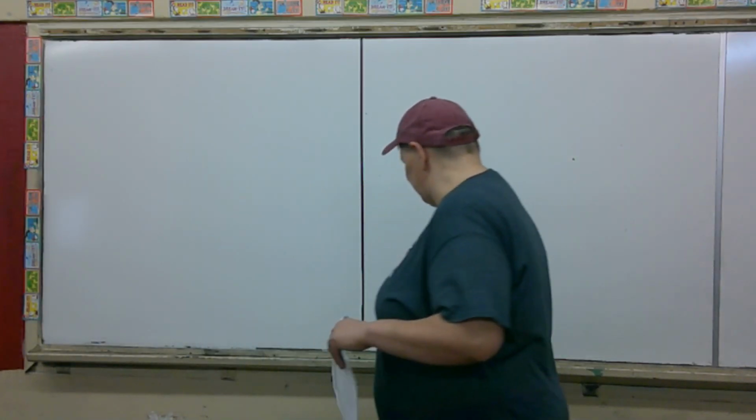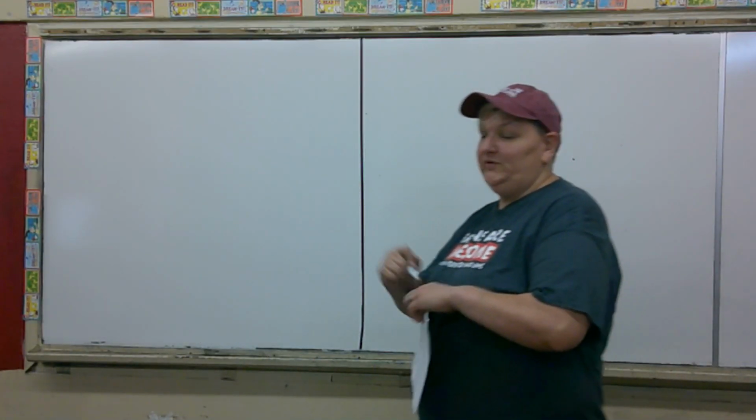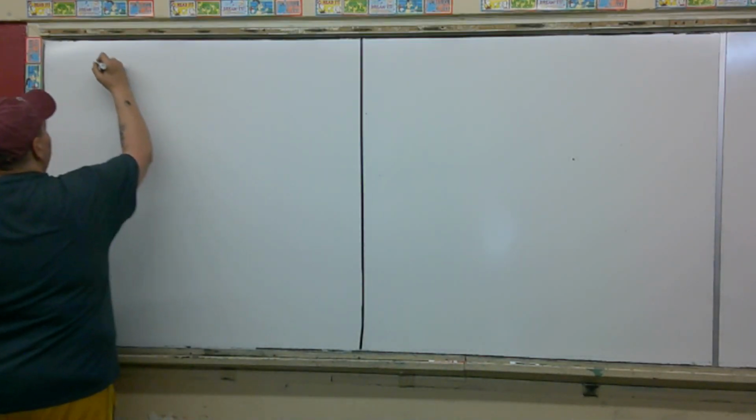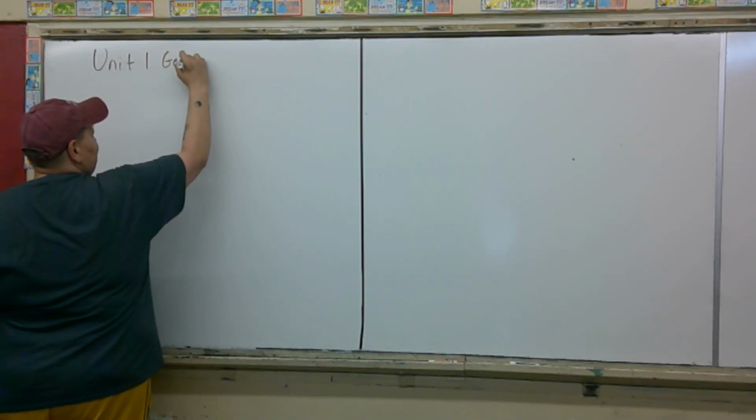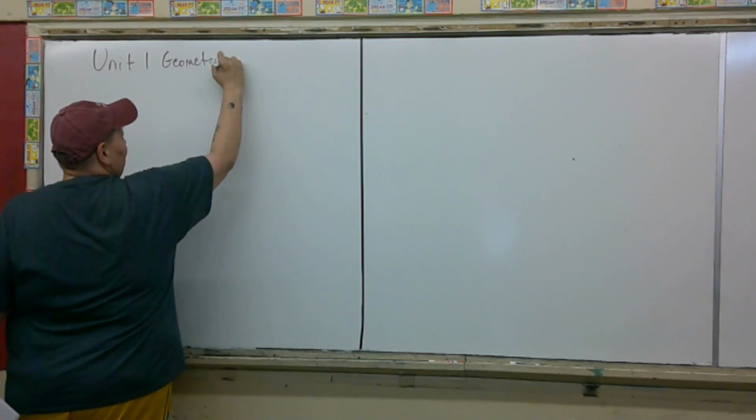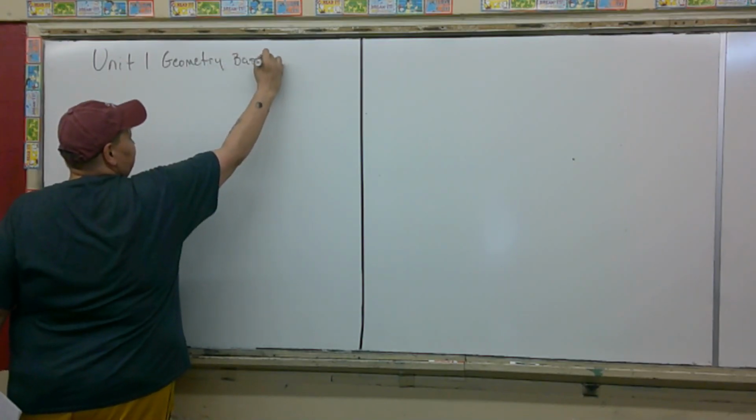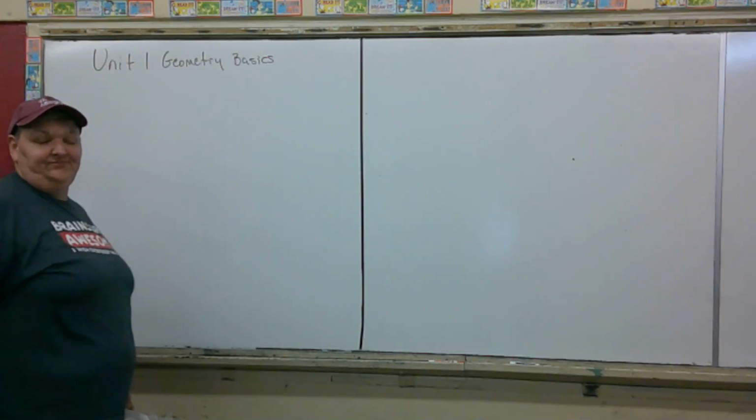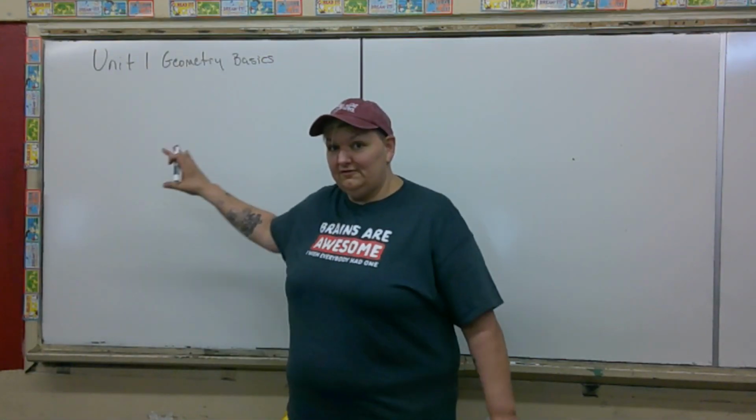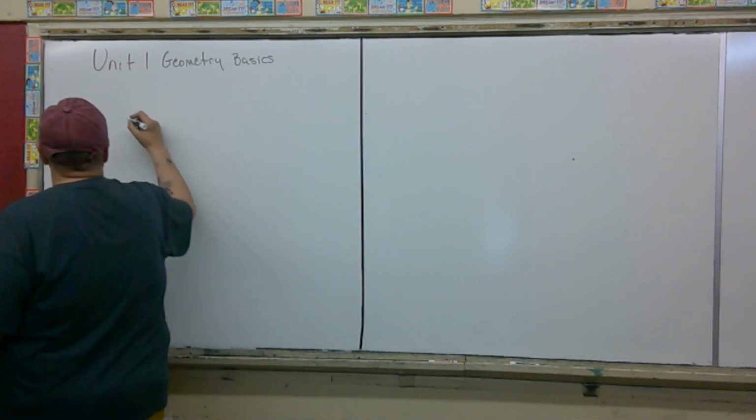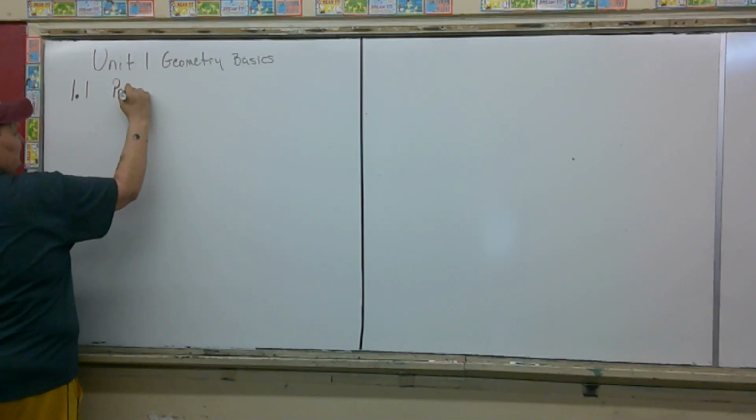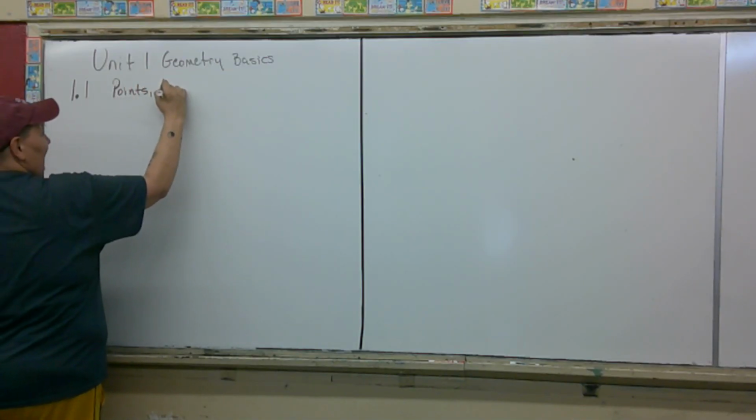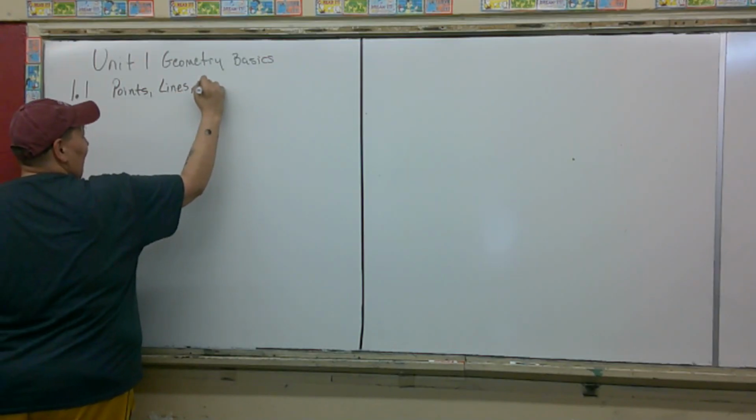Alright, welcome to Unit 1, Geometry Basics. The first thing you should do in your notes is write down Unit 1, Geometry Basics. That's your title for this first unit. The first subunit is 1.1, which is points, lines, and rays.